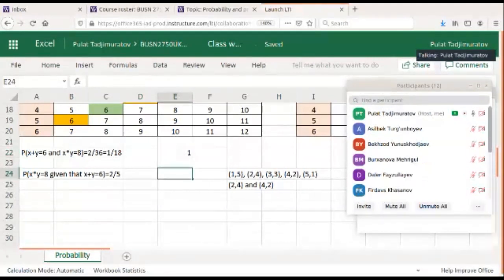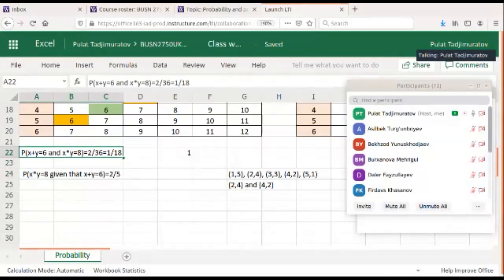Okay, so the only difference here between these two is our knowledge.